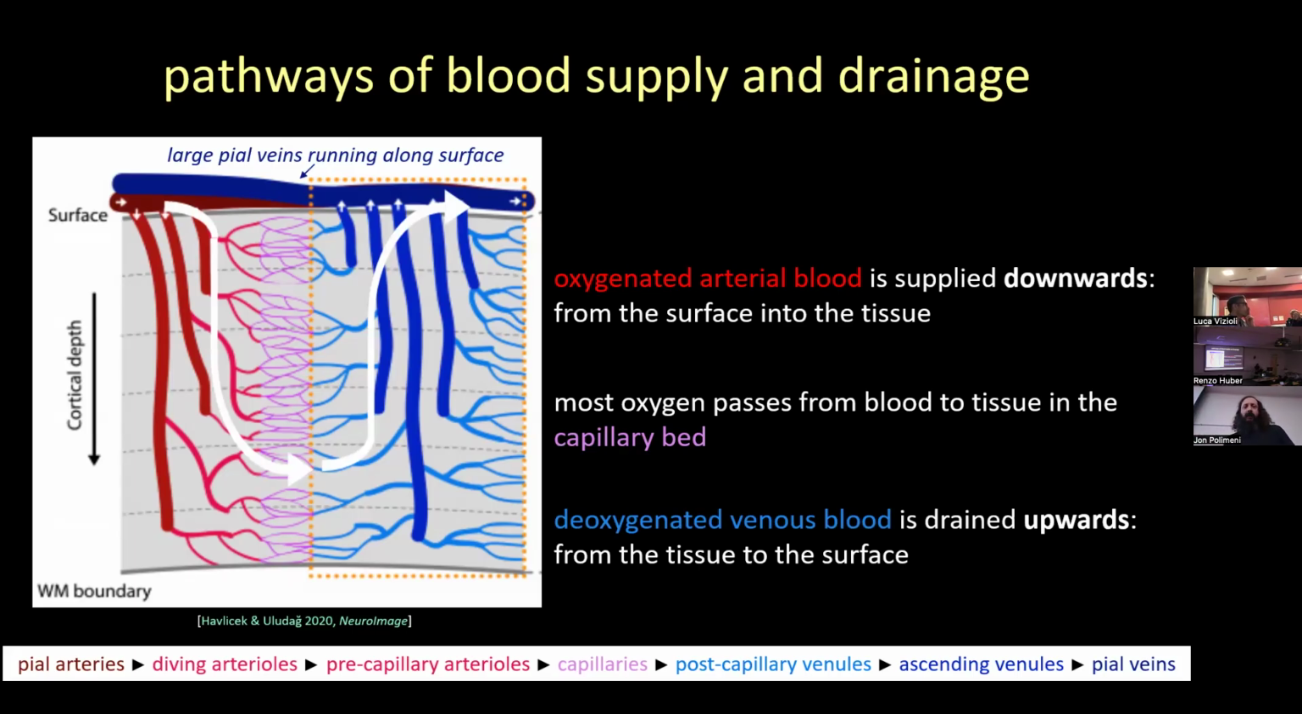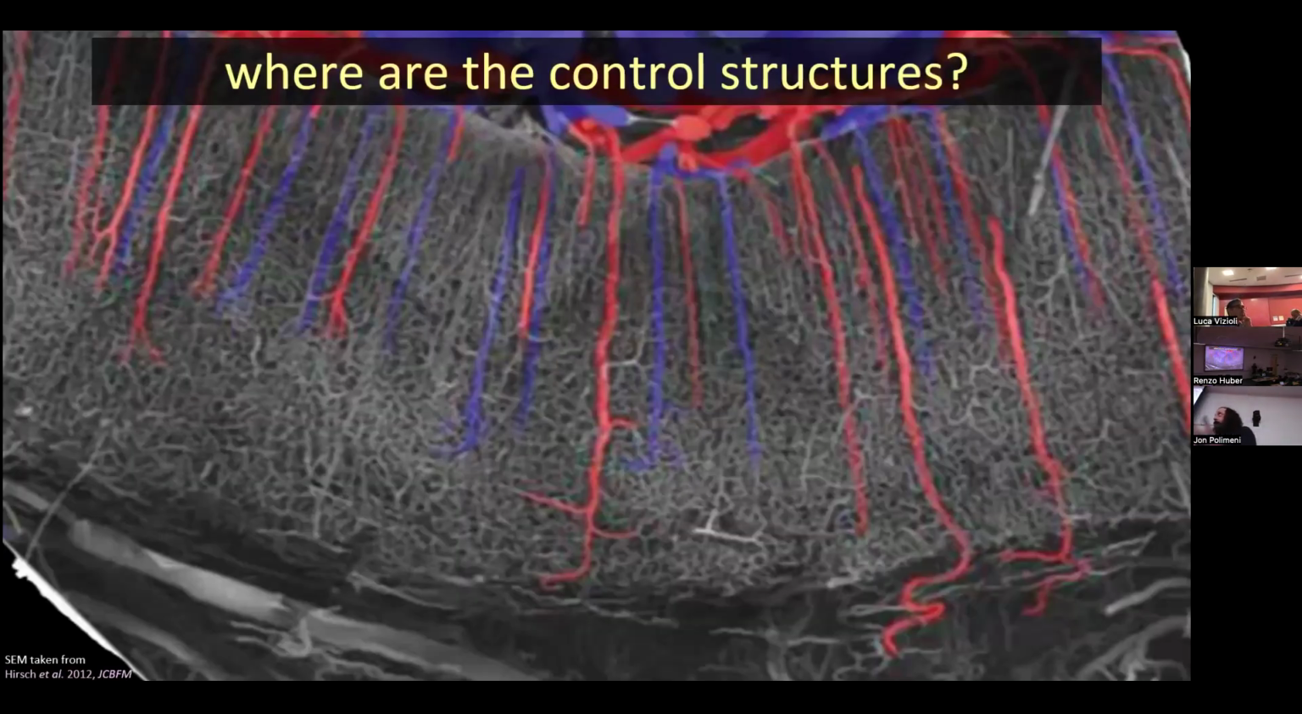Now, one big question in high-resolution fMRI, certainly layer fMRI, is where are the control structures for blood flow regulation? It's sort of a central question. For many years, it was thought that it was mostly these smooth muscle cells aligned to these diving arterioles, which would enable kind of blood flow regulation at the scale of individual cortical columns.